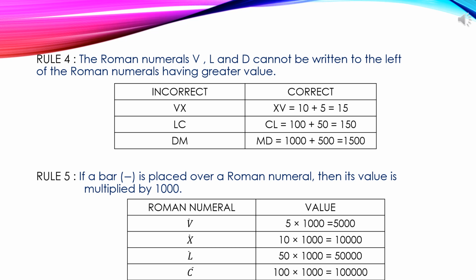Rule 5. If a bar is placed over a Roman numeral, then its value is multiplied by 1000. V bar. V denotes 5 and bar denotes 1000. That means 5 into 1000 is equal to 5000. X bar. X denotes 10 and bar denotes 1000. That means 10 into 1000 is equal to 10,000. L bar. L denotes 50 and bar denotes 1000. That means 50,000. C bar. C denotes 100 and bar denotes 1000. That means 100 into 1000 is equal to 1 lakh.